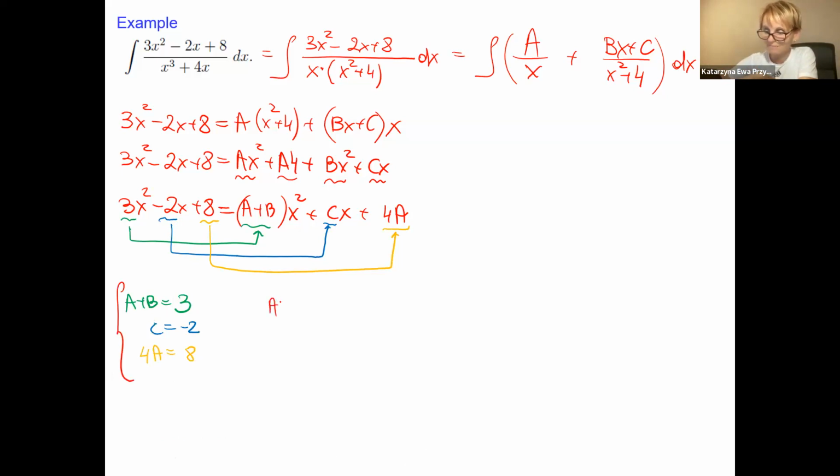Beautiful. Then please tell me A, B, and C. C is -2. Yes, perfect. Theoretically, you can do it for every case 1, 2, and 3. But for the case 3, with the quadratic irreducible denominator, this is the best method. It's fast. Otherwise, we will have a system of 2 equations, too complicated. A is 2, and B is 1. Thank you. Beautiful.